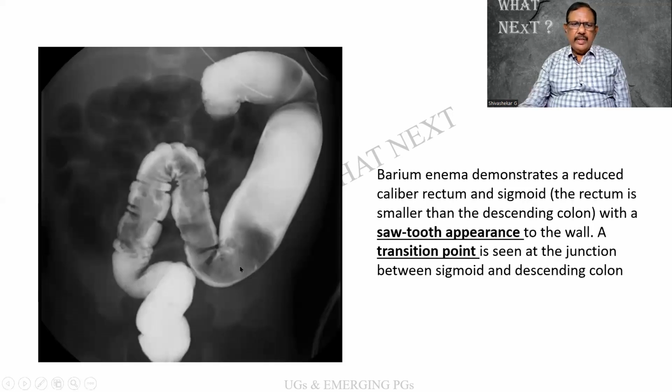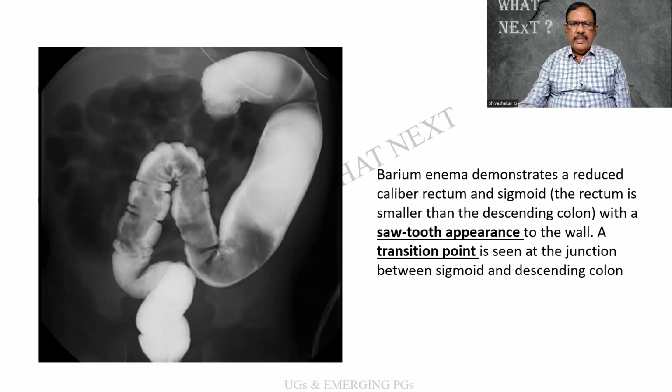What are we seeing on the screen? I am finding one segment of the large intestine, probably the sigmoid region. The rectum appears normal whatsoever. But then here I am finding it a little rigid, thicker, and then there is a sawtooth appearance that could be made out in this barium enema picture.